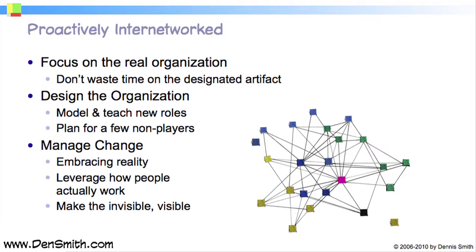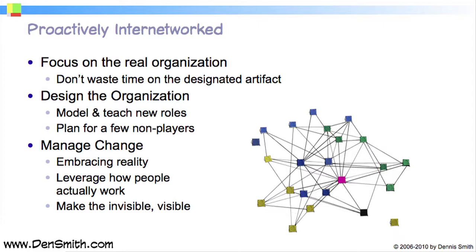The way to make this work for you is to proactively work with the internetwork structure, since it is likely to be there no matter what your org chart looks like. So focus on the real organization and don't waste your time trying to make the hierarchical view of the project work. Design the organization by modeling and teaching the roles that we've talked about here, and also plan for a few people who will be uncomfortable with this type of operation since they don't naturally communicate in the style that's necessary for this organization to work.